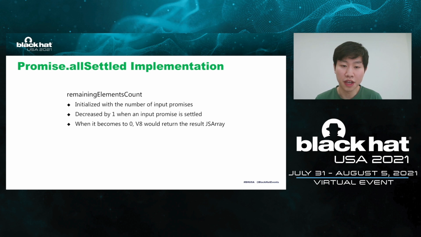So how does V8 know all promises are settled? This requires a cross-context variable named remaining elements count. It is initialized with the number of input promises and is decreased by 1 when a promise is settled. When it becomes 0, V8 would return the result array.